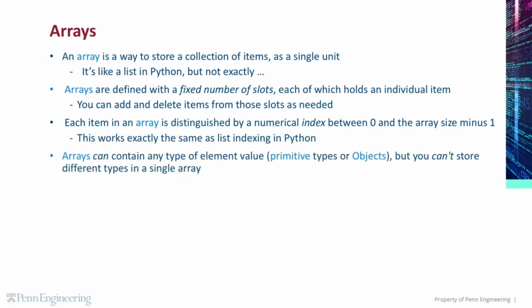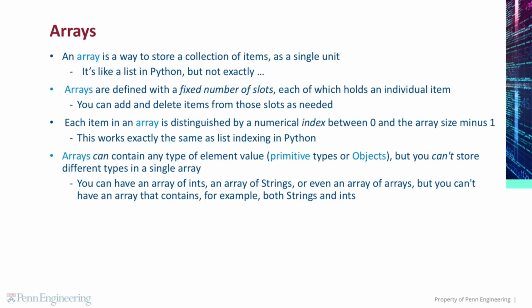Arrays can contain any type of element value, primitive types or objects, but you can't store different types in a single array. You can have an array of ints, an array of strings, or even an array of arrays, but you can't have an array that contains, for example, both strings and ints. An array itself is an object.